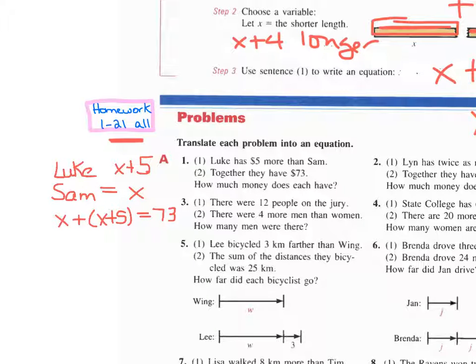Let's try number 3. There's a total of 12 people on the jury. And then it says there were 4 more men than women. So here, I need to know how many men there were. So I'm going to let W represent women. Or let's just do X for everything. So X is going to represent women. What is men going to be?